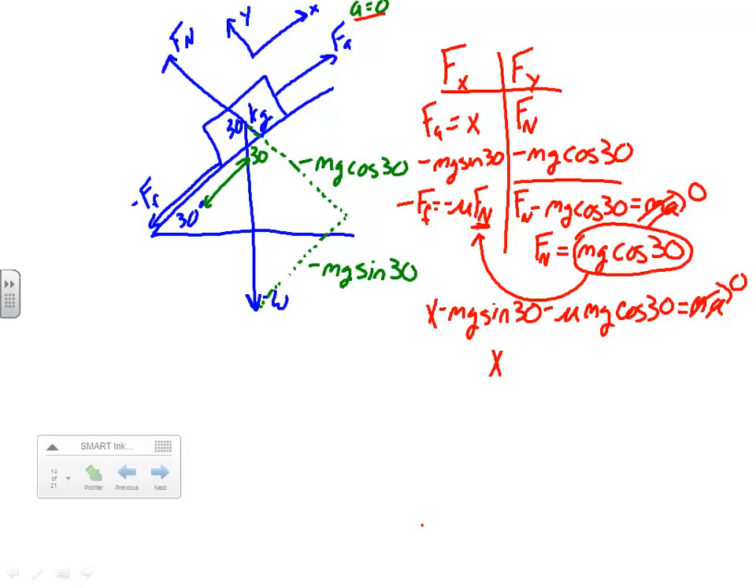So I'm going to get x, and I can bring both the weight and the friction over to the other side. mg sine 30 plus mu mg cosine 30. Now I know everything on the right side of the equation. I can just plug and chug it into a calculator. And if you do it right, and your calculator is in degrees, you will get 198.12.